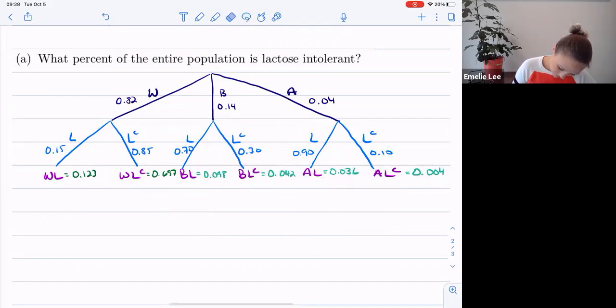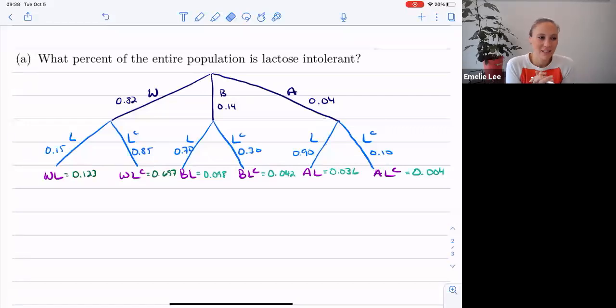Just clean this up a little bit. Ta-da! Martha Stewart ready.